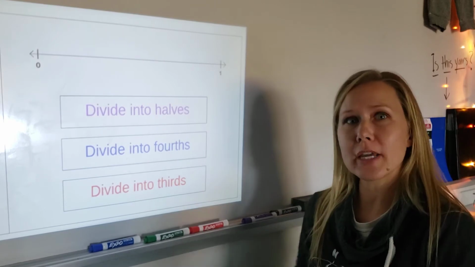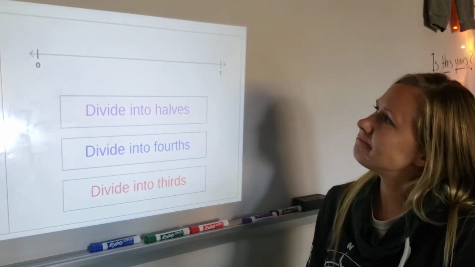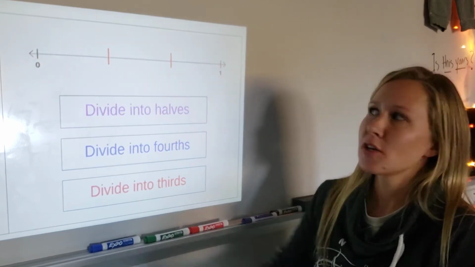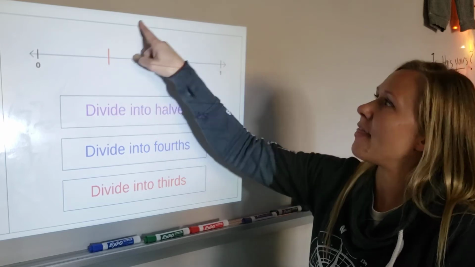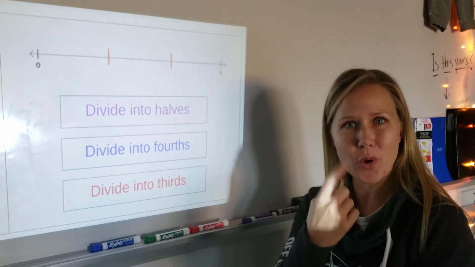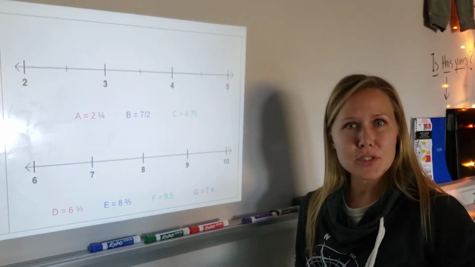All right, let's divide it into thirds. Thirds is 3 equal parts. So do your best to break that into 3 equal parts. What do you think? 1 jump, 2 jumps, 3 jumps. So from here to here would be a 1/3, and then 2/3 and 3/3. And we know 3/3 is 1 whole. Perfect.